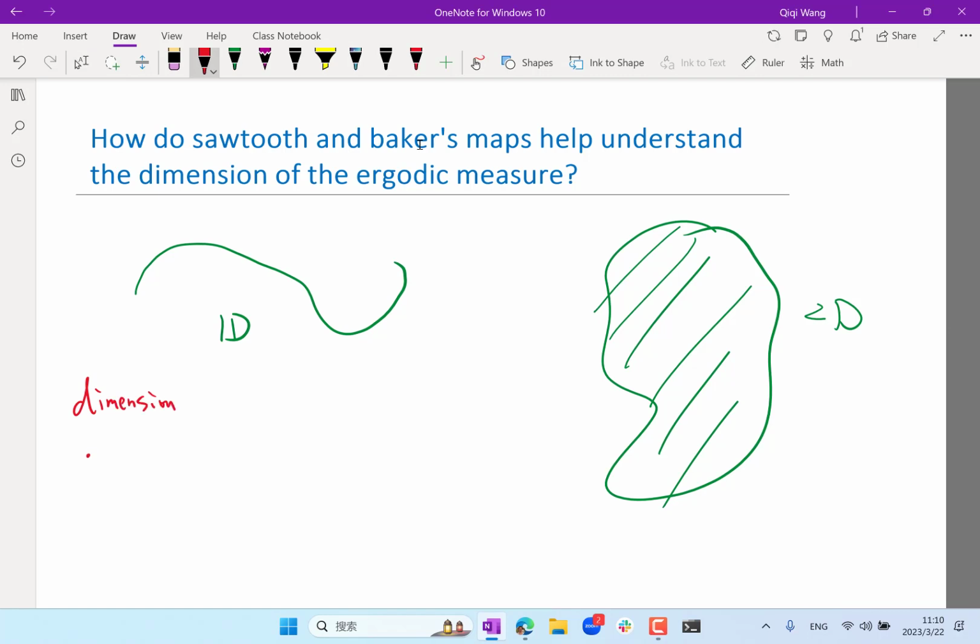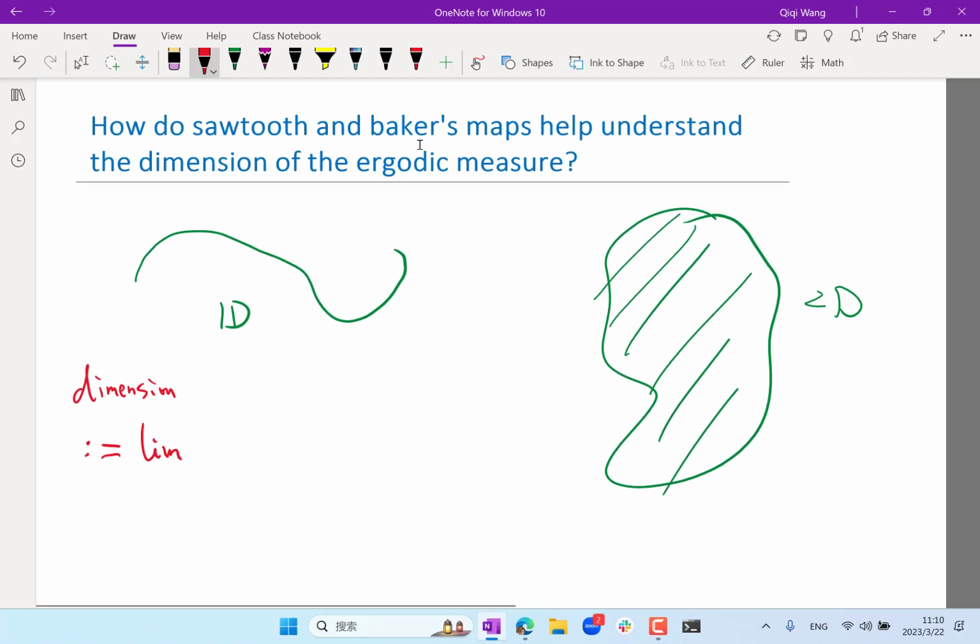can be defined, just like many things in math, as a limit, as epsilon goes to 0, of the logarithm of N(epsilon) over the logarithm of epsilon. The only thing I want to make sure is what is N(epsilon). Okay, so N(epsilon) is the minimum number of balls you have to use to cover that geometry, where the diameter of the ball is epsilon.